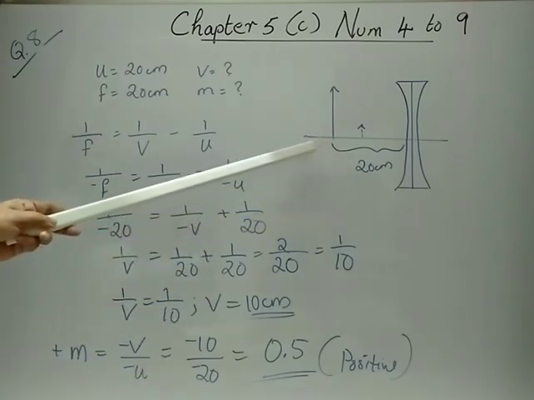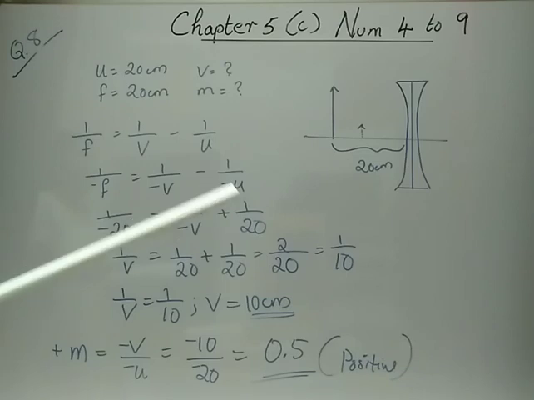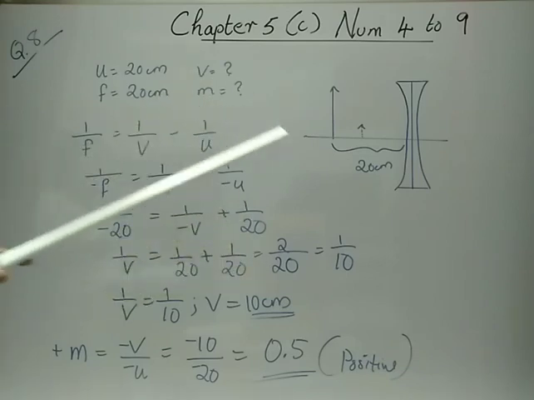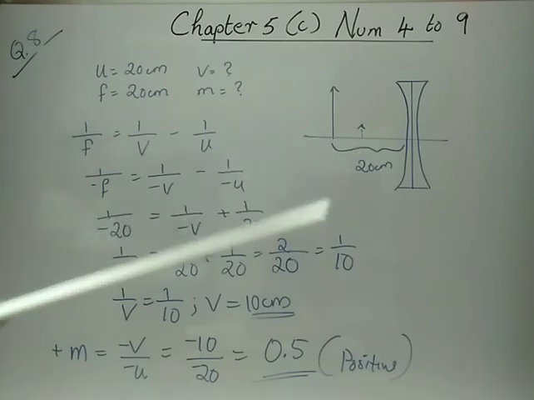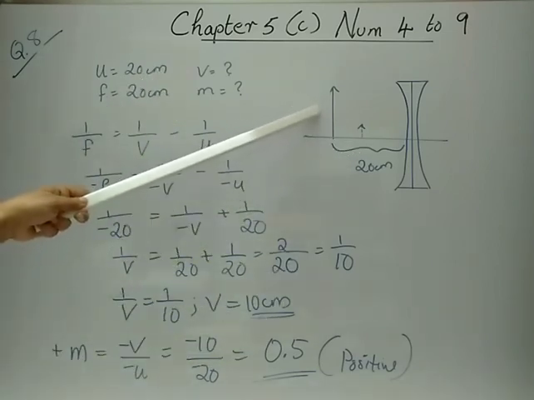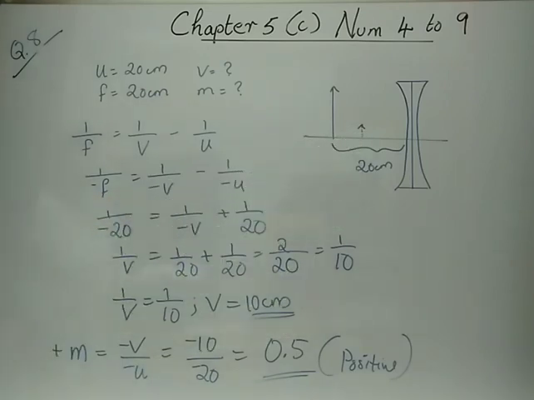Object is placed. So you should know where the image should be. The image will be between the object and the lens in case of a concave lens. So this is our object. The small one is the image. The distance between the lens and the object is given as 20 centimeter and the focal length is given as 20 centimeter. Find the position of the image.